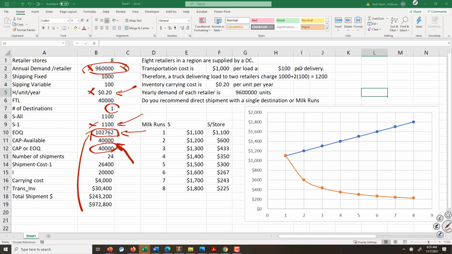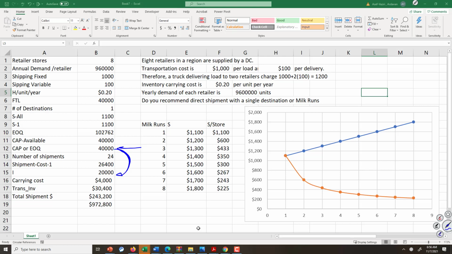And if I divide 960,000 by 40,000, I would get 24 shipments. And to get the cost of 24 shipments, I simply multiply this one by this one. Total cost of shipment. Each truck delivers 40,000 units of product. Therefore, the average inventory, the cycle inventory, would be half of that, 20,000. And if we multiply this one by the cost of carrying 1 unit of product per year, we will get 4,000. Transportation cost, inventory carrying cost. We add them together, that is the total cost. This is the total cost for 1 retailer. If we multiply it by 8, it will be for all retailers.